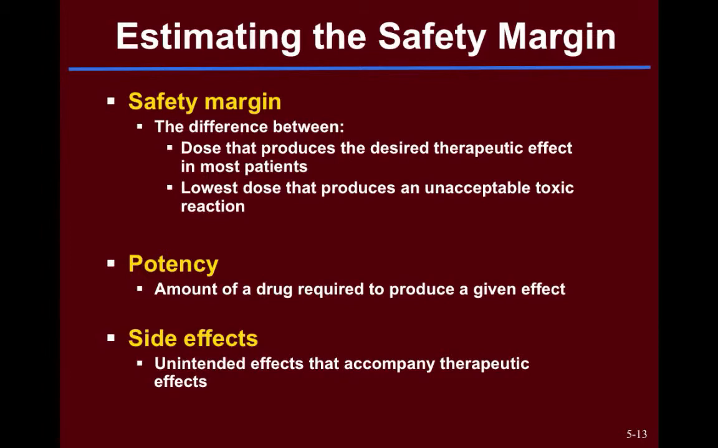And one thing that this will depend on is the potency, or the amount of drug that's required to produce the effect that we're looking for. And then, of course, almost all drugs have some kind of side effect or an unintended effect that comes along with the effects that we're looking for. And again, this is because most drugs do affect multiple body systems.